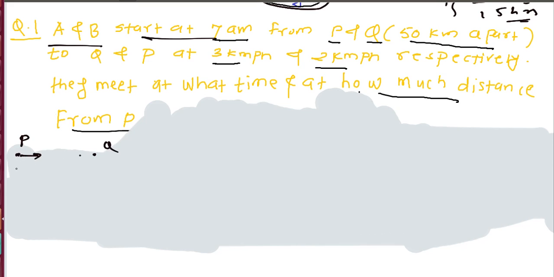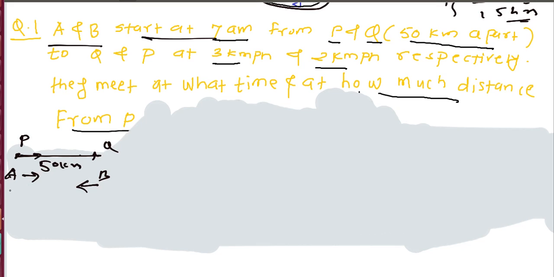So A is starting. A and B start at 7 a.m. from P and Q respectively, 50 kilometers apart. So this is 50 kilometers. They travel to Q and P respectively, that means they travel in the opposite direction. A is starting from P towards Q, and B is starting from Q towards, sorry, towards P. So they are starting in opposite directions, and they have to meet each other. When they will meet, that's the question asked.